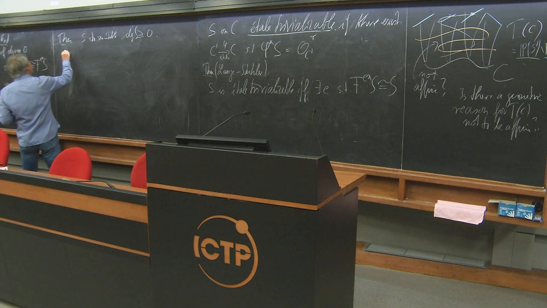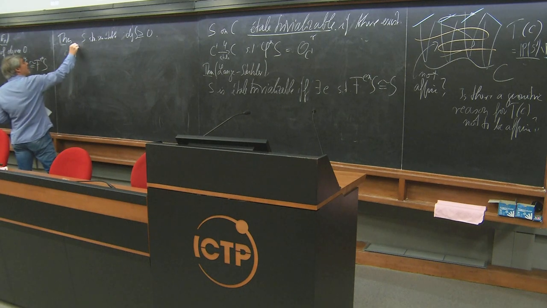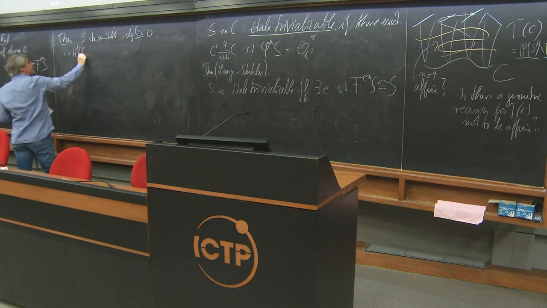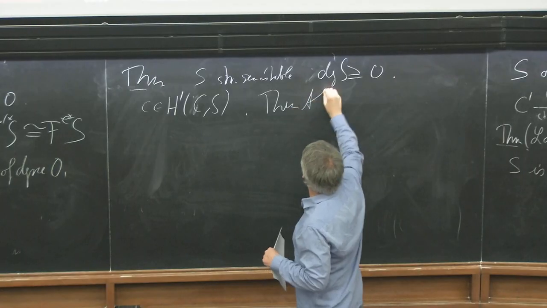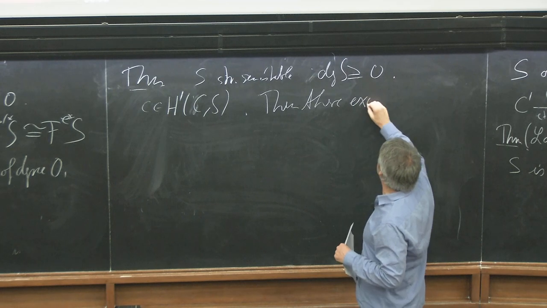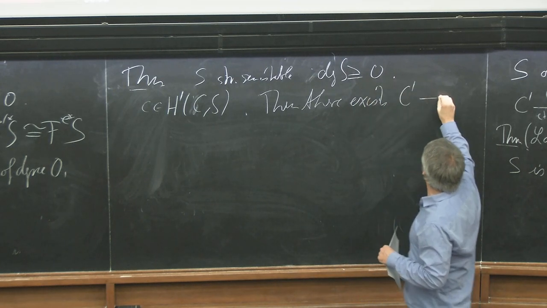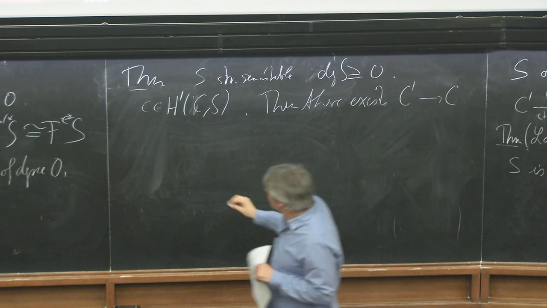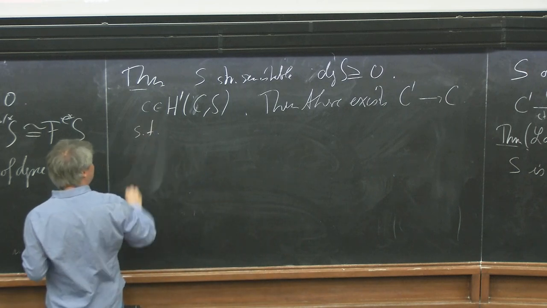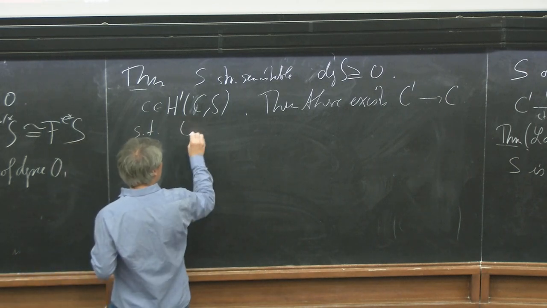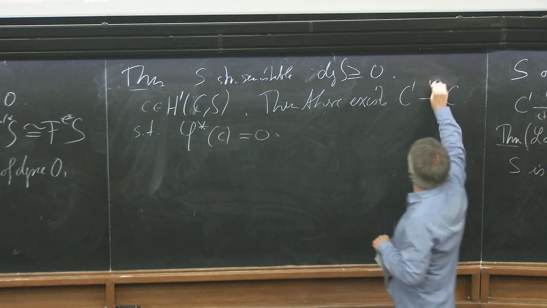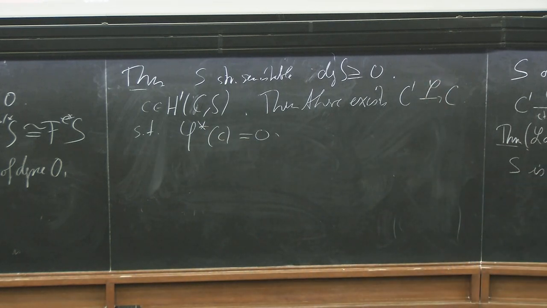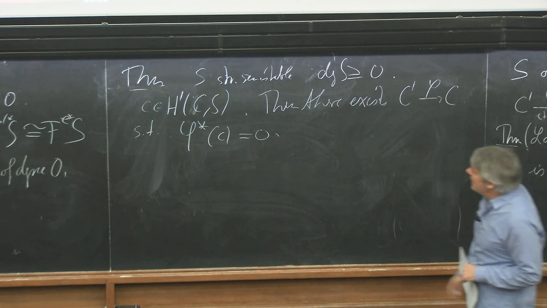And C is a cohomology class. Then the statement is: there exists C prime to C such that the pullback of the class is zero. So phi kills the cohomology class. So how does that go?